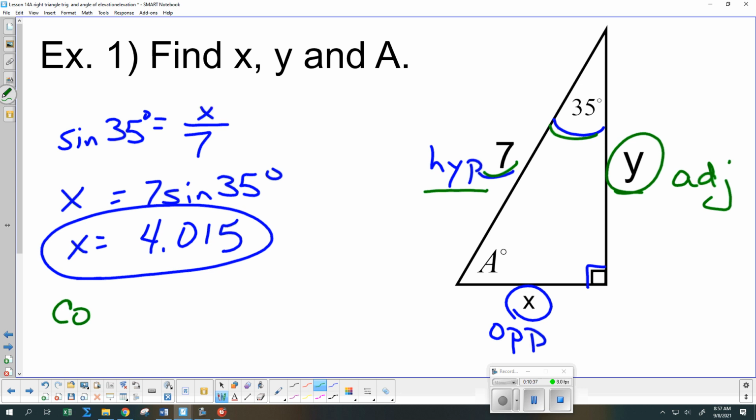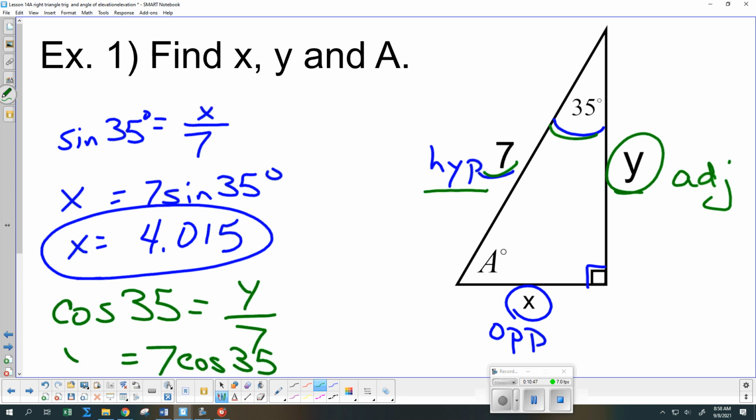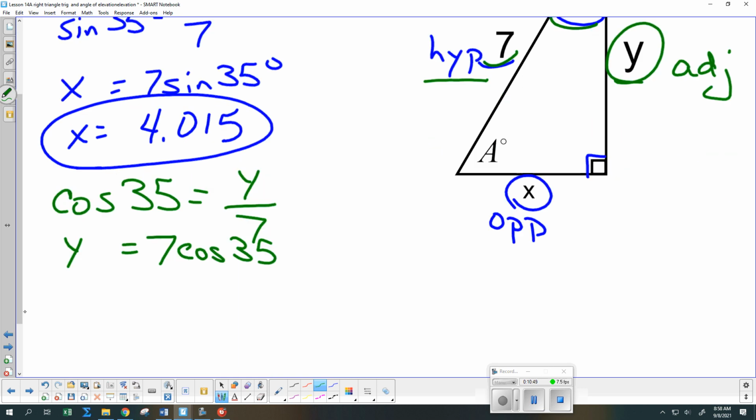We're going to write down that the cosine of 35 is the adjacent over the hypotenuse. Multiply both sides by 7. Type that in your calculator and raise your hand when you have that. Calculators must be getting warmed up. Seeing hands up a little faster. Amy? 5.734. Thumbs up, thumbs down. Looks good there.